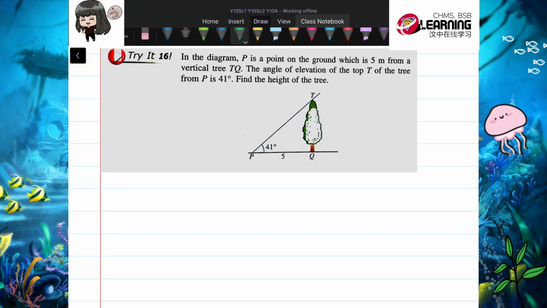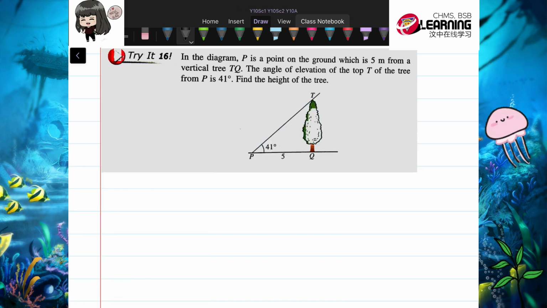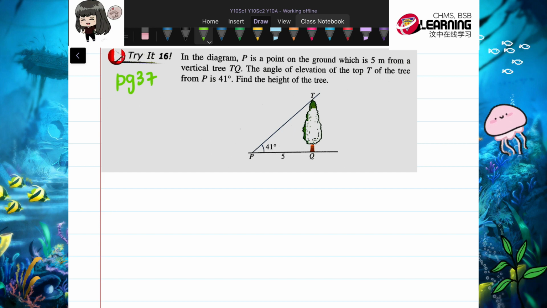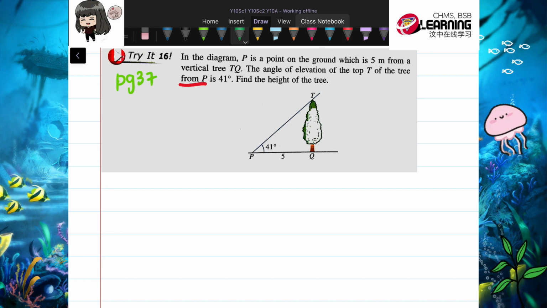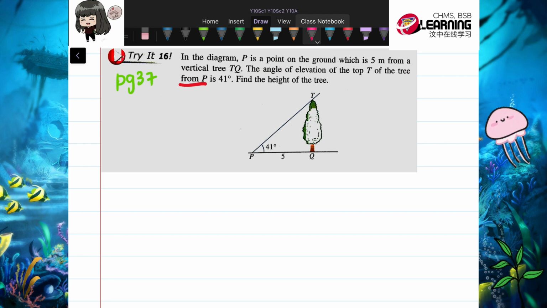Okay, so now let's go to Try It 16 today. Try It 16, your textbook, and this is page 37. So in the diagram, P is a point on the ground which is 5 meters from a vertical tree. And the angle of elevation of the top T of the tree from P, the word "from" here, is 41 degrees. The diagram is already there, so you don't need to worry whether your angle is written wrong or correct, it's confirmed correct already. So now find the height of the tree.